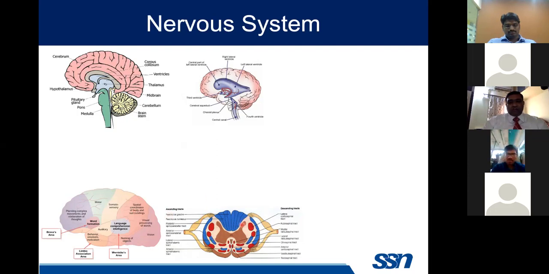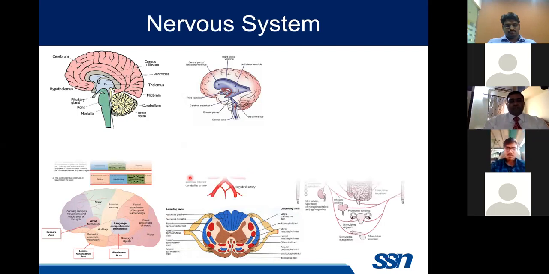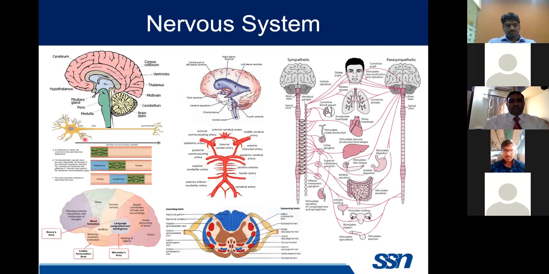This is the spinal cord. These are the descending tracts, the tracts which come from the brain and go to the different parts of the body. And these are the ascending tracts which go to the brain. Then the physiology of the action potential, how the nerve signal is generated, that also you should know. All the different details about the blood supply of the brain should also be known.